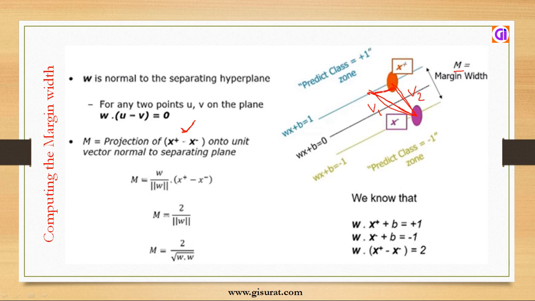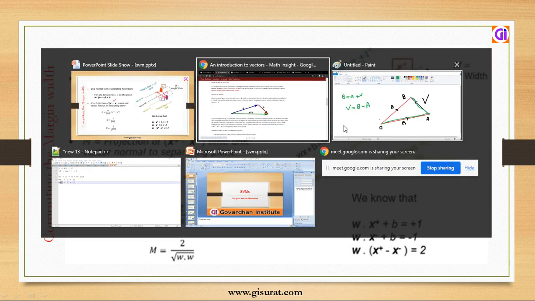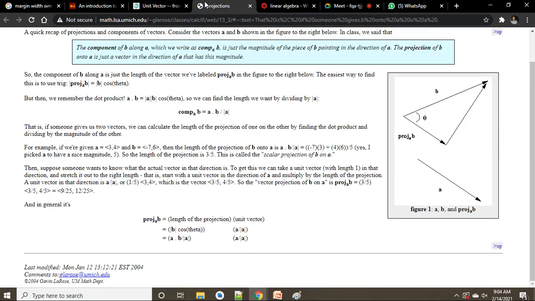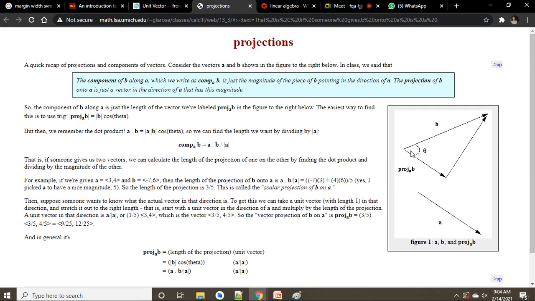We need the projection of vector 1 onto vector 2. So that will be the value actually. If you take the projection, then you will get the value. Okay, now that is also the point. So how to get the value of projection?